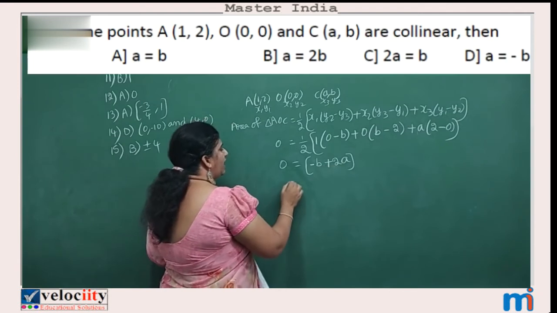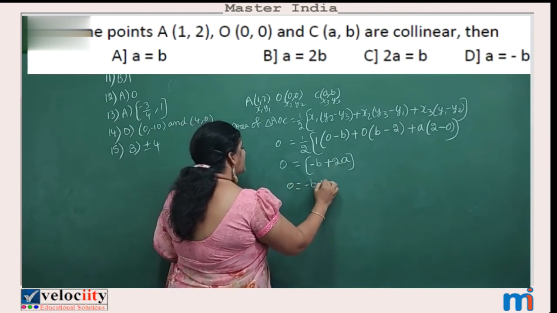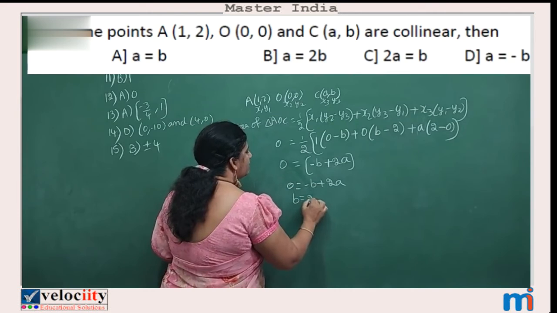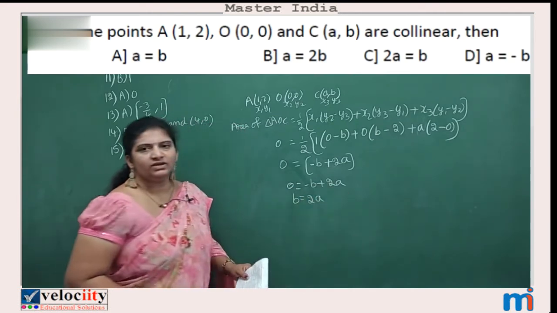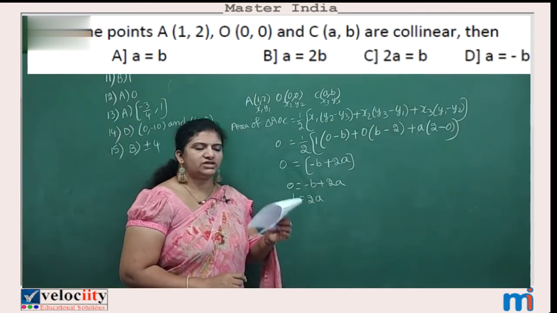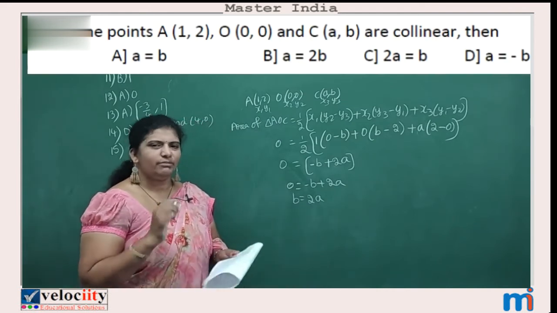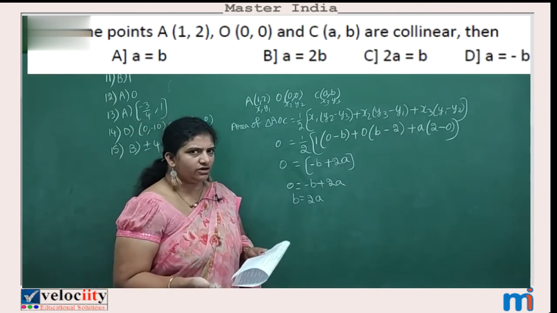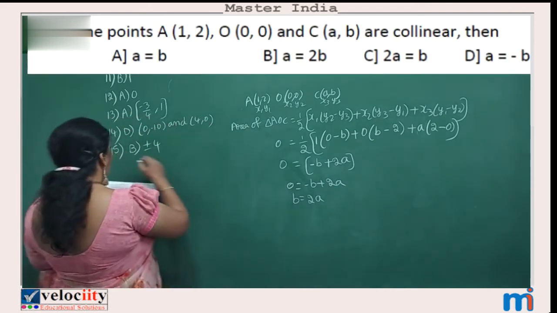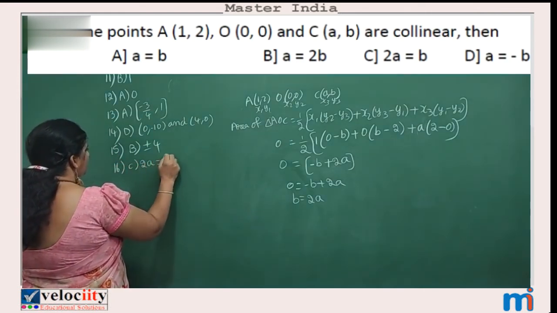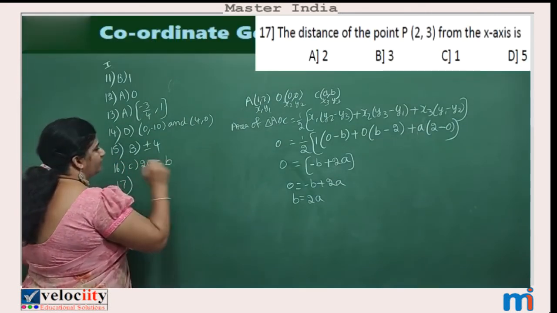Now remove from brackets. Minus b plus 2a. This minus b send to the other side. B is equal to 2a. Check in your options. Do you have b is equal to 2a? Yes, you have 2a is equal to b. B is equal to 2a or 2a is equal to b, both are same. Therefore, your option is option C, 2a is equal to b.